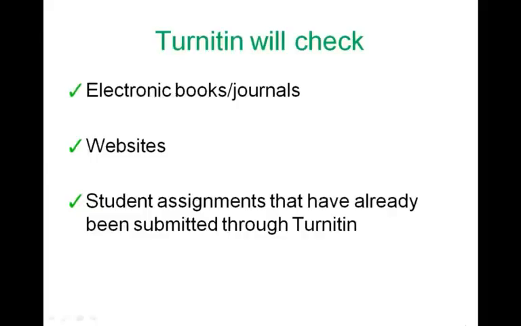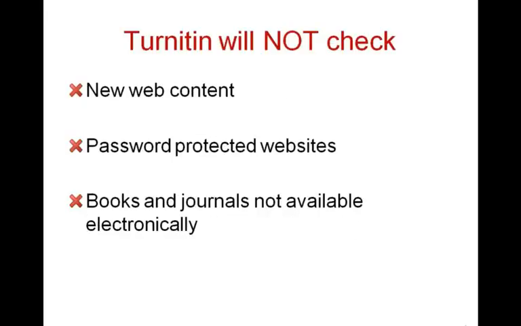Examples of sources that are checked by Turnitin are electronic books and journals, websites, and any student assignments that have already been submitted through Turnitin. However, many sources are not checked. For example, new web content, password protected websites, and any books or journals that are not available electronically. An important point to note is that the originality report cannot detect plagiarism. It merely highlights text that has been matched to other sources, thus helping you check that your work is correctly cited and referenced.